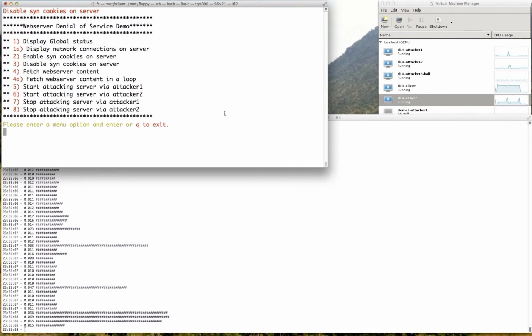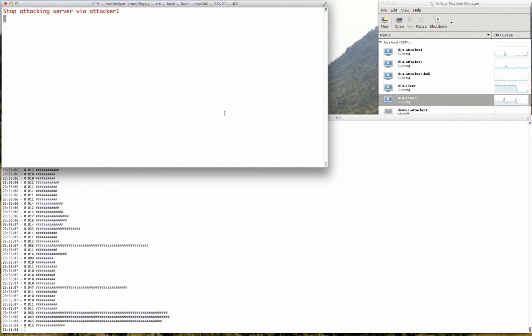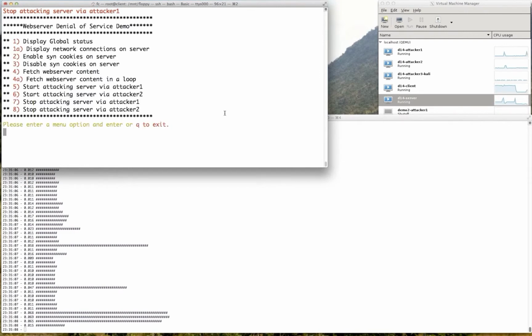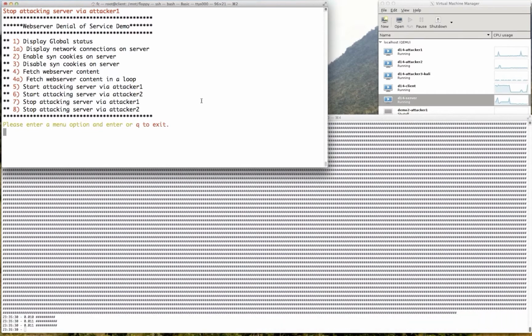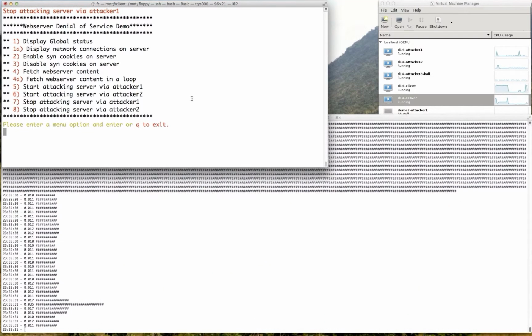So I'm going to stop the attack on 7, and it should speed back up at some point, even with SYN cookies disabled. There it is. That was that last request. And you see it's operating, but it's still going to have some minor outages because we're not fully recovered and may not be for a while.